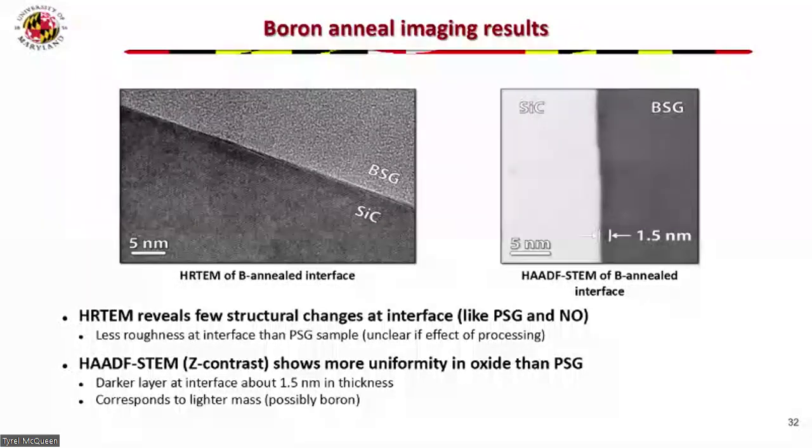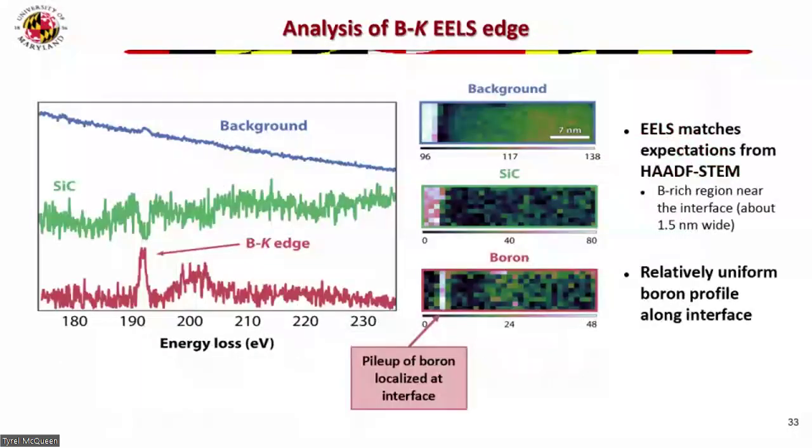For the boron anneal samples, this is again the high angle annular dark field image. I don't know how hard it is to see, but there's a very thin layer that is a little bit darker right here. It's about 1.5 nanometers in width. And by EELS, we can find out what that is. Again, we have the background signal, the silicon carbide signal, and the boron. Now we can see clearly a boron K edge.